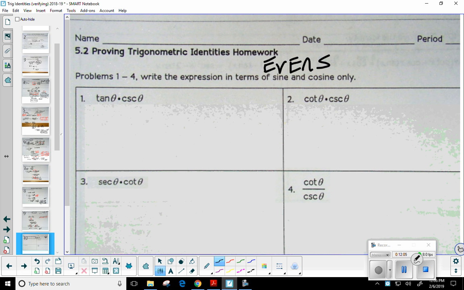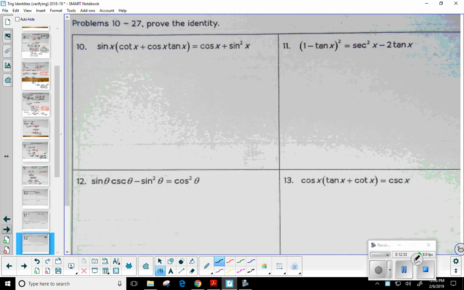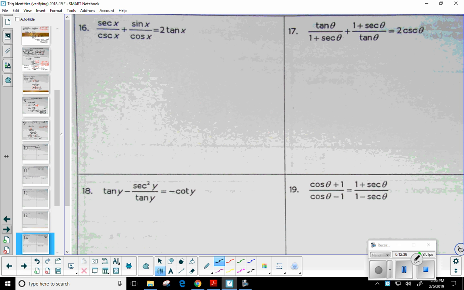What examples would you like to work together? Number 16. Okay, let's take a look at what that looks like. Okay, number 16. So I've got secant of x over cosecant x plus sine of x over cosine x equals 2 tangent of x.